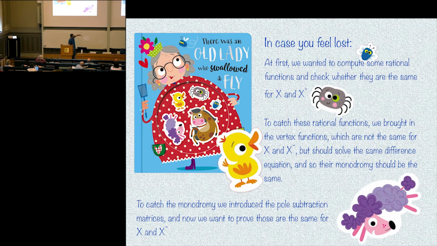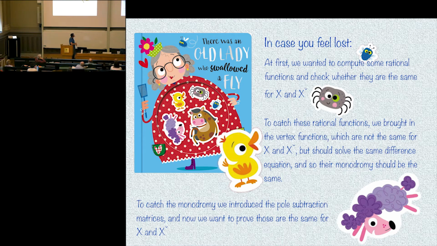But anyway, we swallowed subsequently bigger and bigger animals. To compute these difference equations, we want to instead compute their monodromy. So we started with rational functions. Then we said, okay, let's do hypergeometric type functions instead. Then we said, okay, let's do elliptic functions instead. Let's think of the monodromy of these q-difference equations. And so now we've introduced this further matrix that captures monodromy.